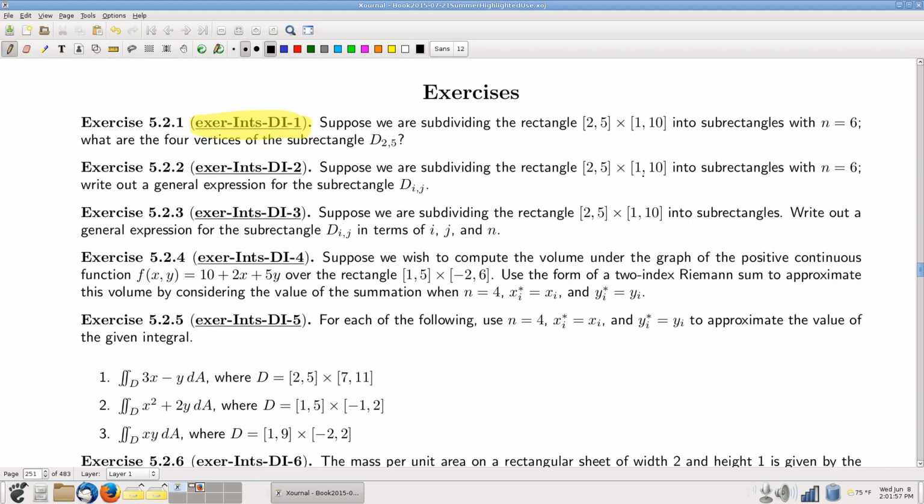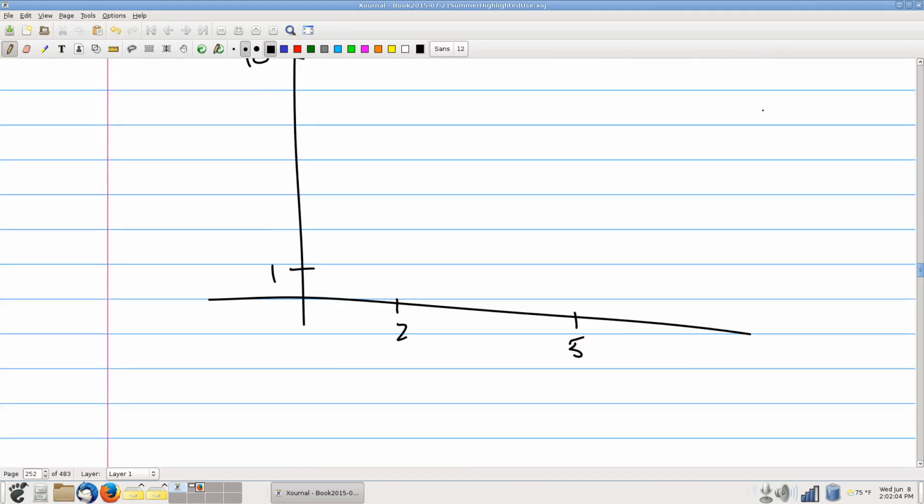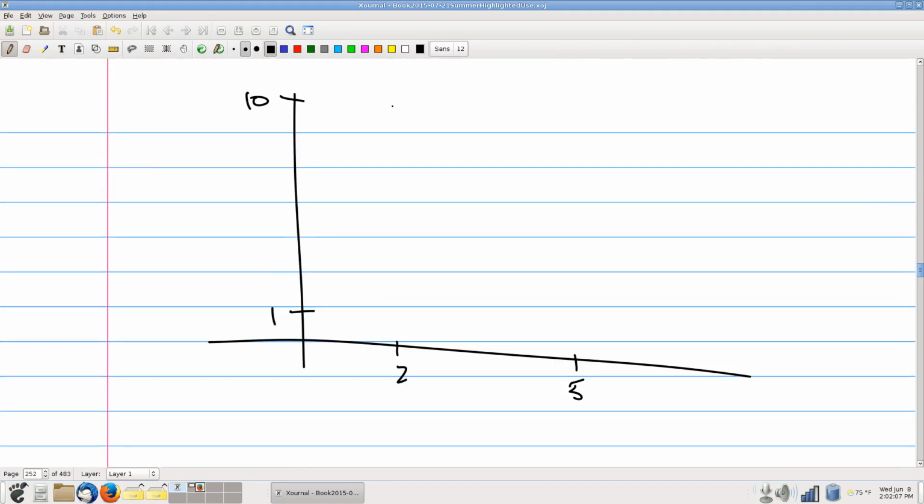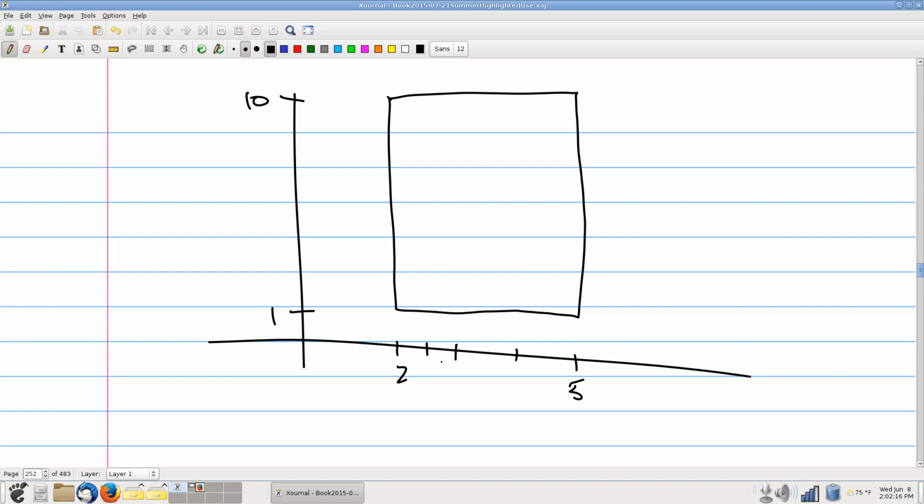Okay, now we're dividing with n equal to 6, so that means this rectangle, we're dividing this up into 6 pieces, and then we're dividing this up into 6 pieces. Whoops. Okay, well that's fine. So we've got to do some arithmetic and figure out what are the coordinates of these various points.